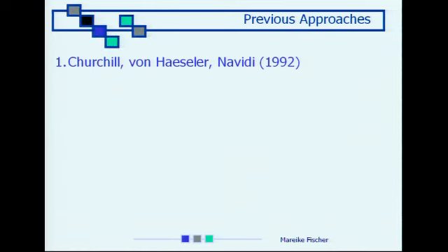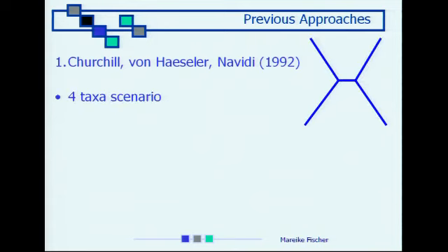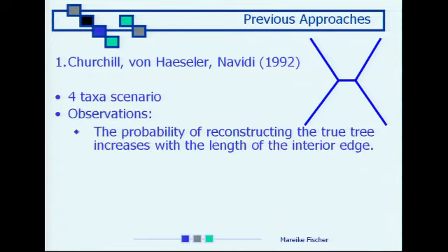Some previous approaches have been made to answer this question. For instance, Churchill, von Haeseler, and Navidi in 1992 already investigated a 4-taxon scenario where they had a tree with an internal branch and 4 pendant branches that were of the same length each. So they observed that the probability of reconstructing the true tree increases with the length of the interior edge.